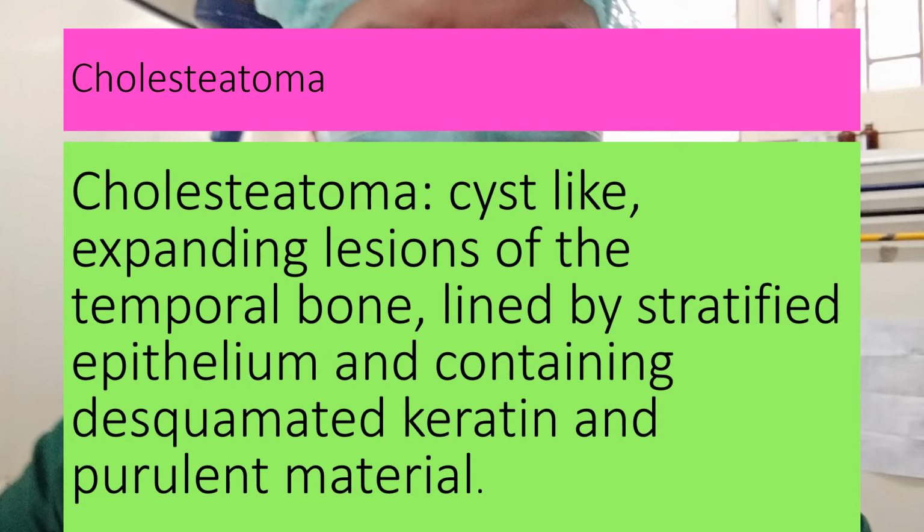So in short, cholesteatoma is a cyst-like, expanding lesion of temporal bone. It is lined by stratified epithelium. It contains desquamated keratin and purulent material. So you have to remember, it is an expanding, cyst-like lesion of temporal bone, lined by stratified epithelium, containing desquamated keratin and purulent material, right? When you remember all these things, then only.